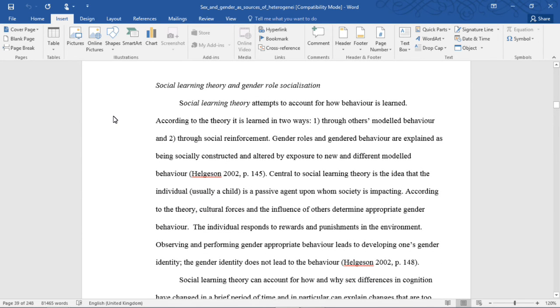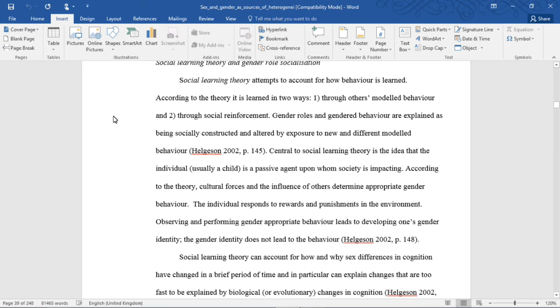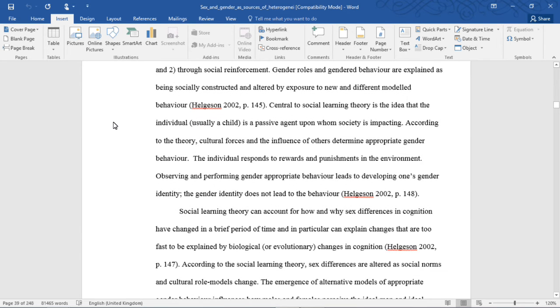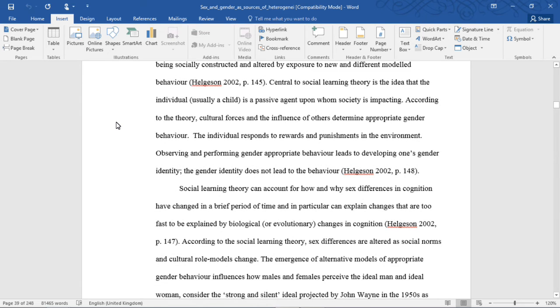Social learning theory and gender role socialization. Social learning theory attempts to account for how behavior is learned. According to the theory, it is learned in two ways: one, through others' modeled behavior, and two, through social reinforcement. Gender roles and gendered behavior are explained as being socially constructed and altered by exposure to new and different modeled behaviors. Central to social learning theory is the idea that the individual, usually a child, is a passive agent upon whom society is impacting. According to the theory, cultural forces and the influence of others determine appropriate gender behavior.